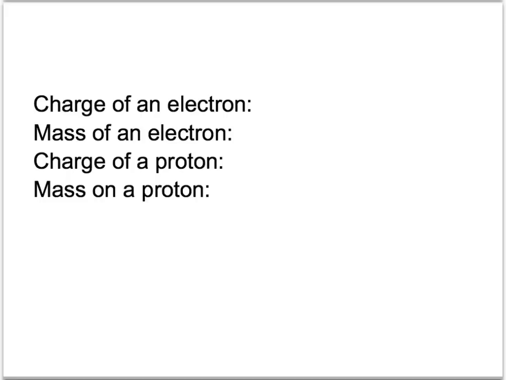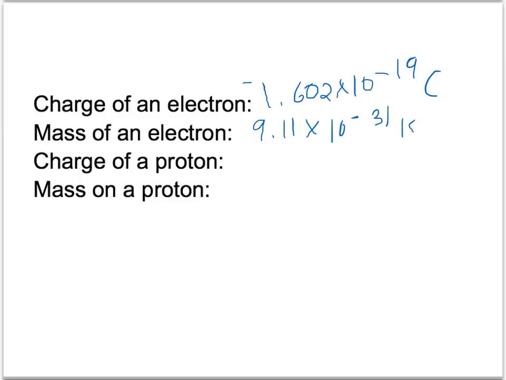Some information you need to know. The charge on an electron is 1.602 times 10 to the negative 19th coulombs, which we've talked about before. And on an electron, that should be negative. Negative 1.602 times 10 to the negative 19th coulombs. The mass of an electron is 9.11 times 10 to the negative 31st kilograms.